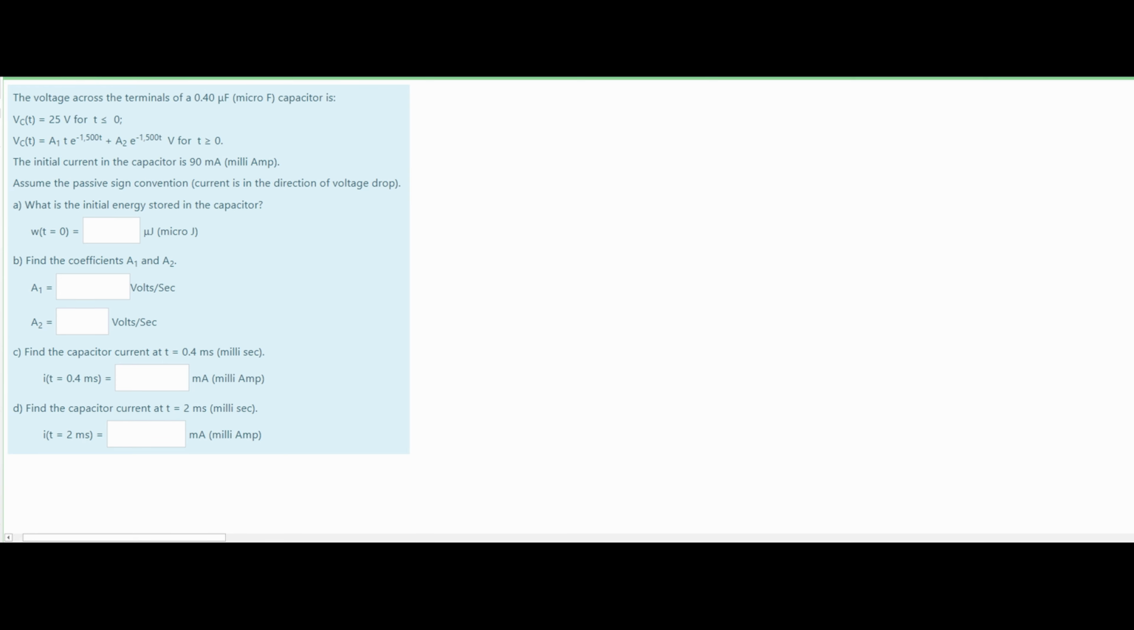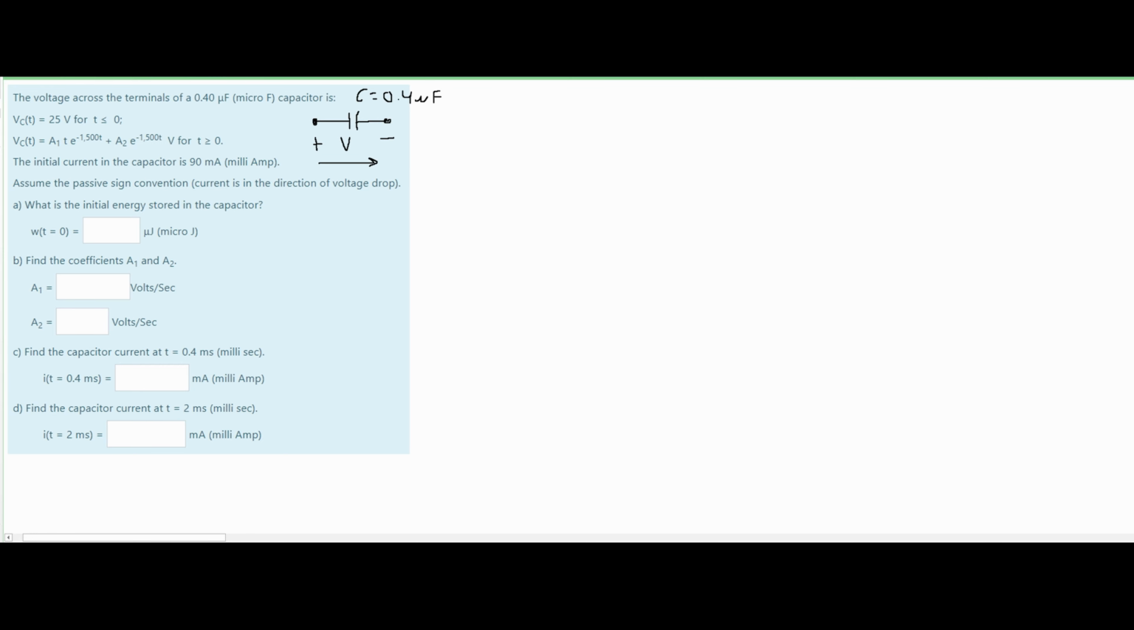In this problem, we're given 4 different parts, and we're going to solve for each of them. The information that we're given is that the capacitor has a value of 0.40 microfarads. So if we were to draw a capacitor, we'll draw something like this. And we can basically say that the capacitance is 0.4 microfarads, because remember, capacitance is measured in farads.